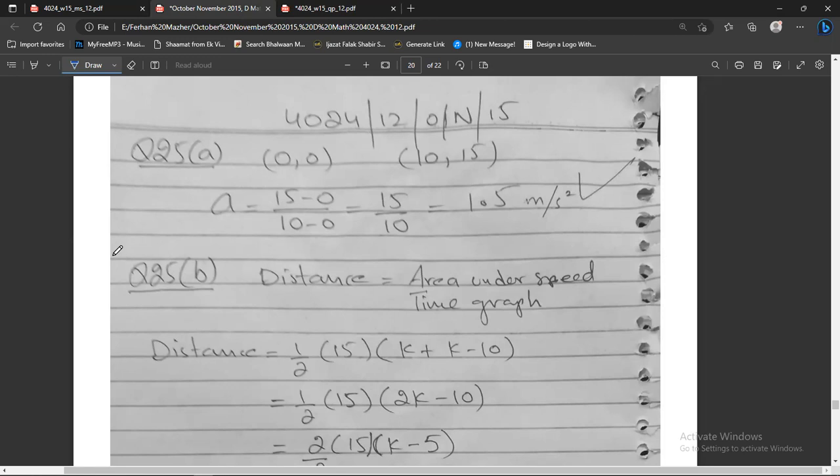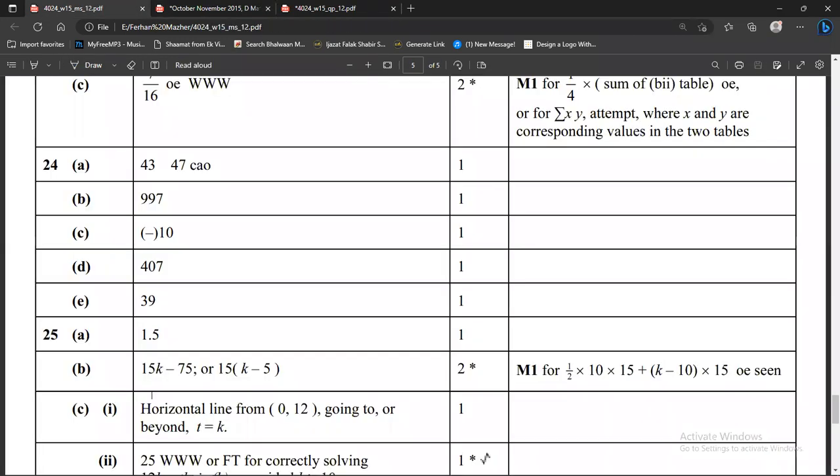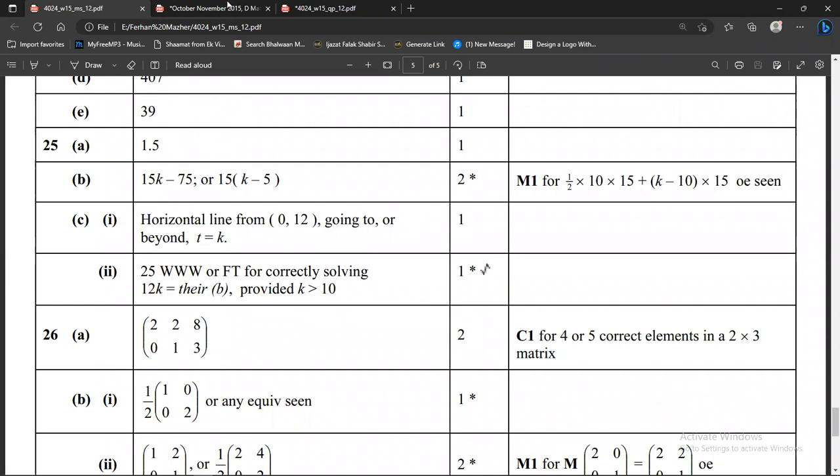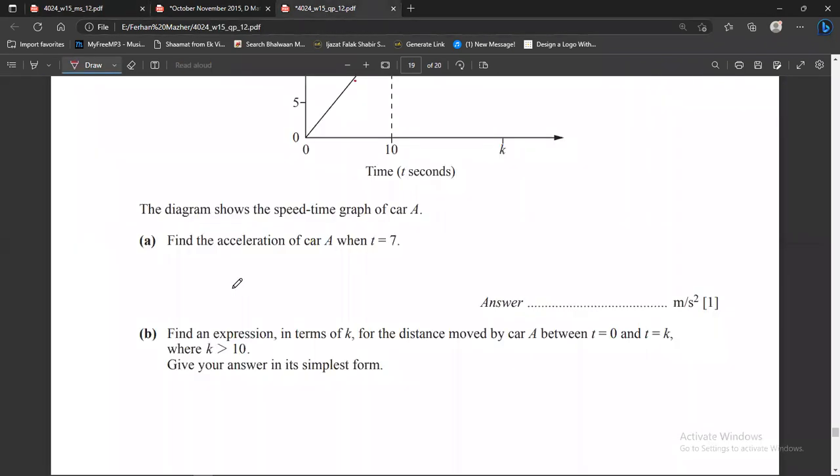It will be 15 minus 0 divided by 10 minus 0. So it will be 15 by 10, and that will be 1.5 meter per second square. 1.5 meter per second square. Okay, so that is the right answer, sir.